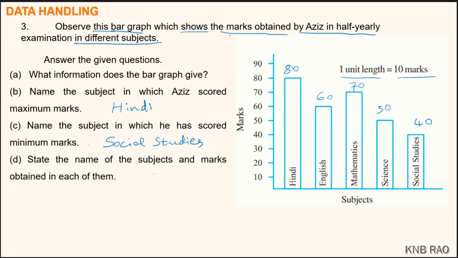Then state the names of the subjects and marks obtained in each of them. So, you have to say in Hindi 80 marks, in English 60 marks, in mathematics 70 marks, science 50 marks, and social science or social studies 40 marks. So, by seeing the longest bar we can say maximum marks are scored in Hindi, and the shortest bar will tell us minimum marks are scored in social studies. So, this is how we interpret bar graphs. With this I have completed exercise 9.3.